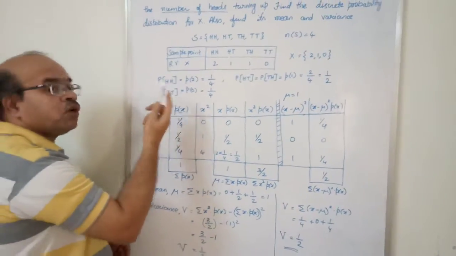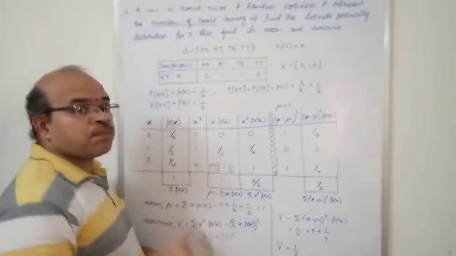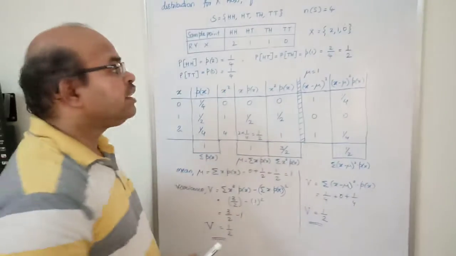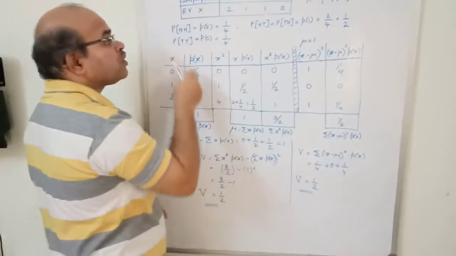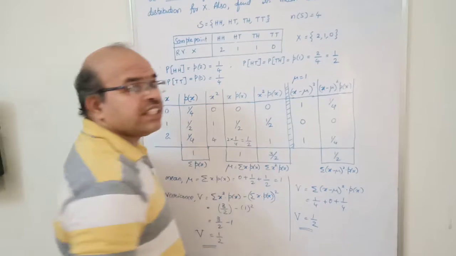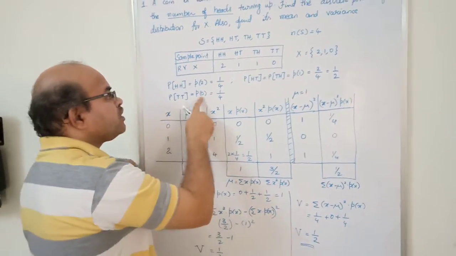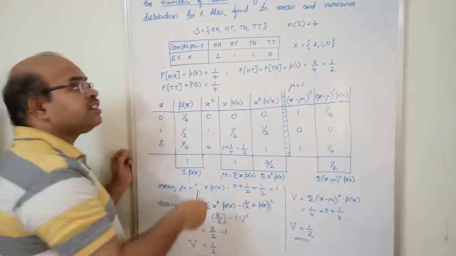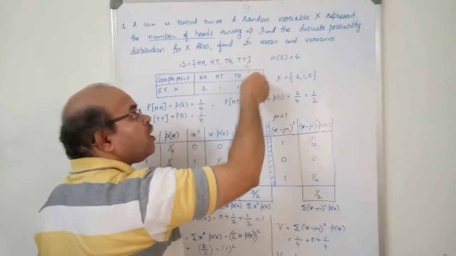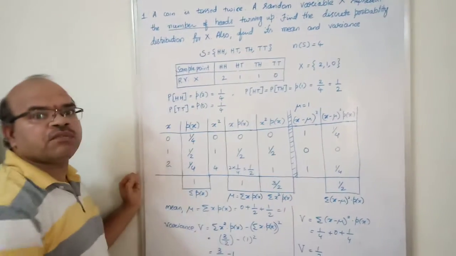Similarly, the probability of both tails: the distribution has only one outcome having both tails, therefore it is 1 divided by 4. P of 0 means the probability of 0 heads. The probability of 0 heads is 1 by 4, because there is only one possible outcome of that type.